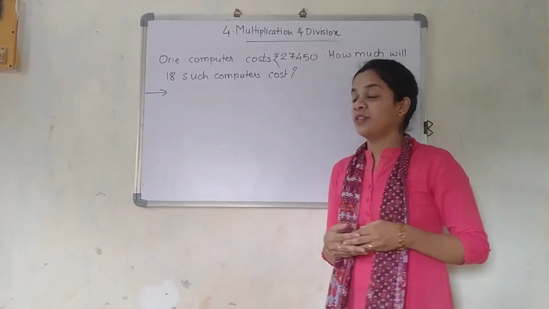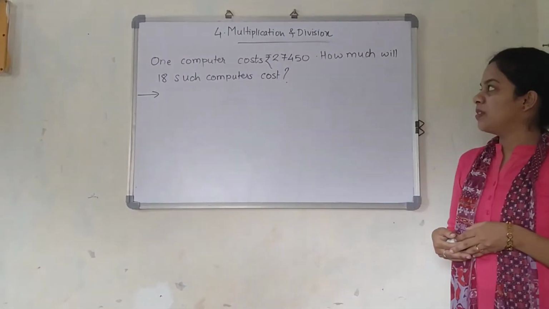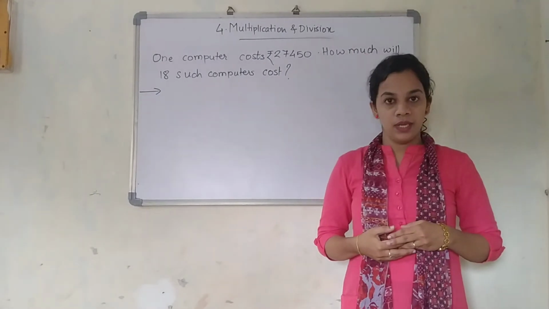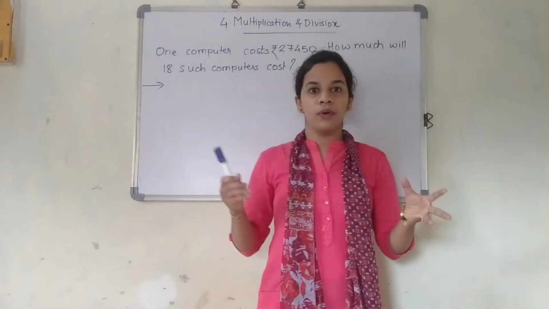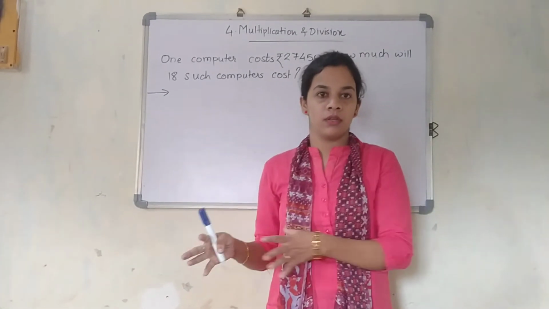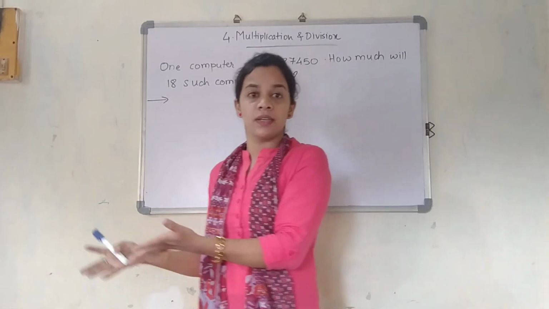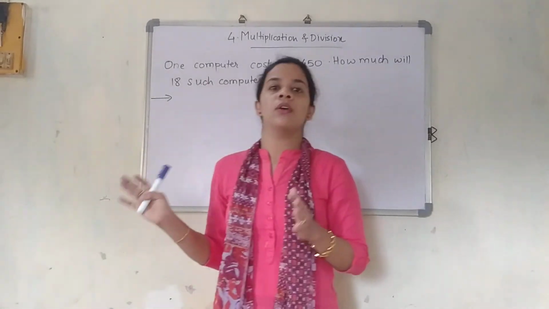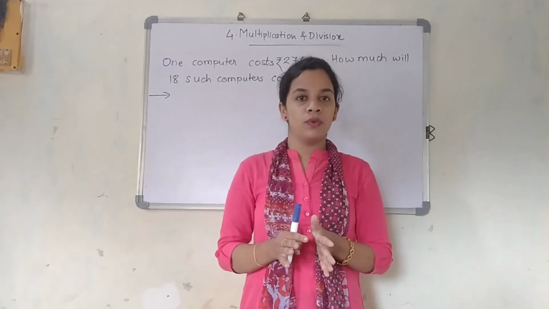Okay, so now we are going to see a word problem which is based on multiplication. One computer costs rupees 27,450. So what will be the cost of 18 such computers? Are you going to add 27,450, 27,450, 27,450, 18 times? If we are doing it 18 times, why is multiplication useful for us?